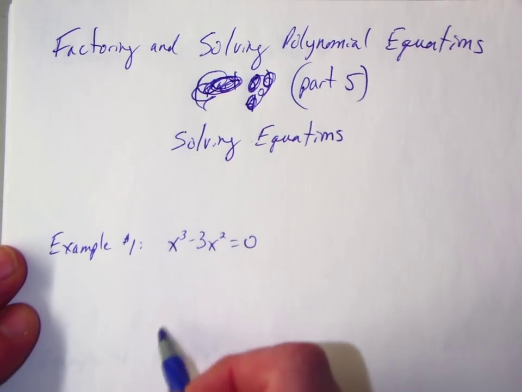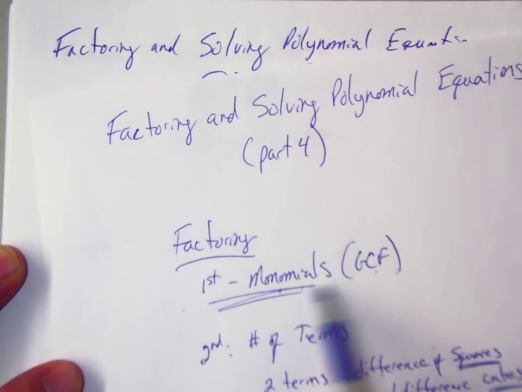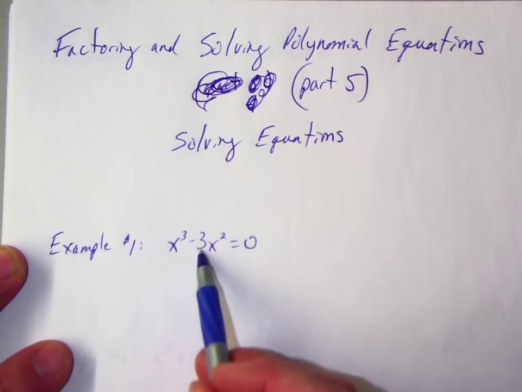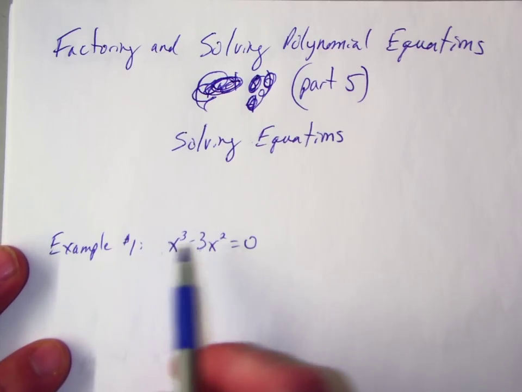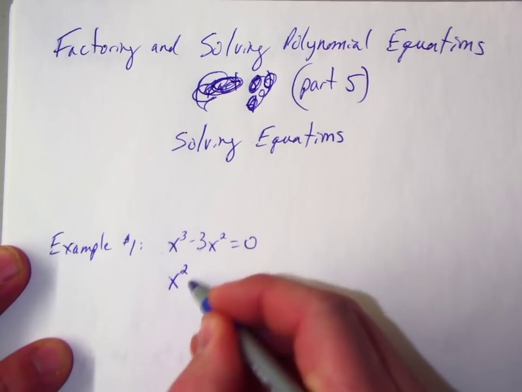All right, first thing I want to do is step 1. Are there any monomials? Can I factor out a greatest common factor? Well, looking here, there's nothing in common with the coefficients, but there are with the variables. And you notice here I can factor out an x squared. So I'm going to go ahead and factor it out.